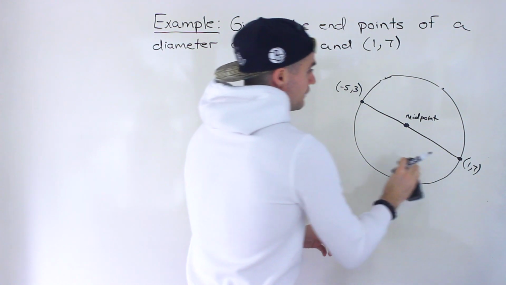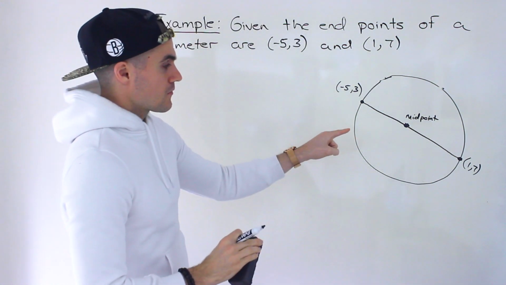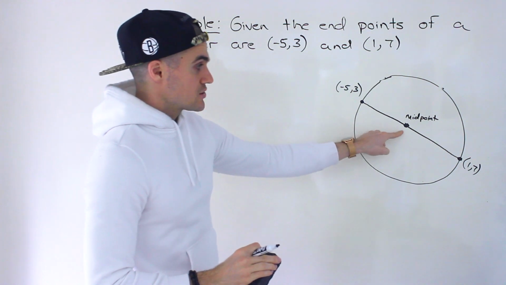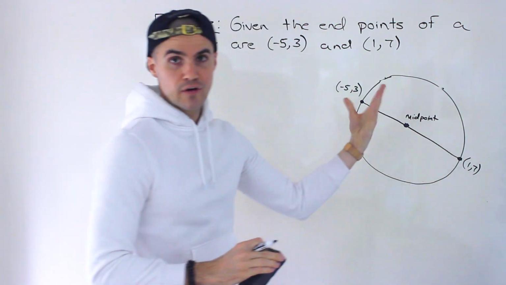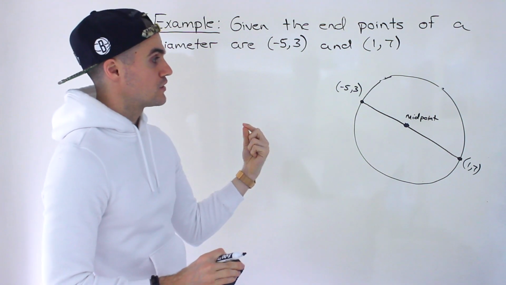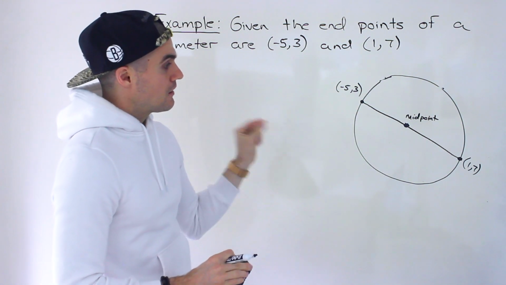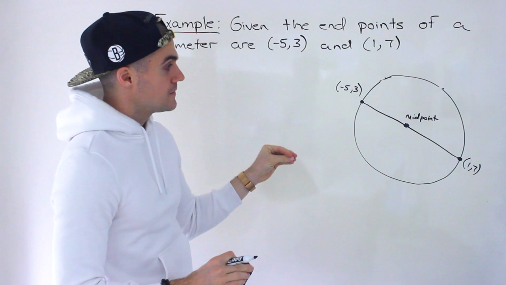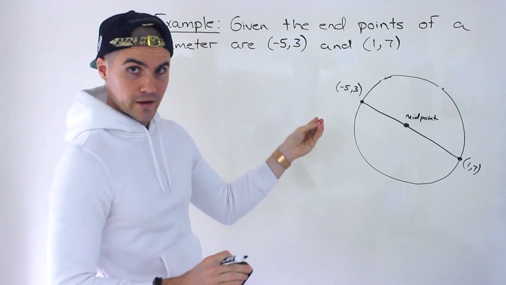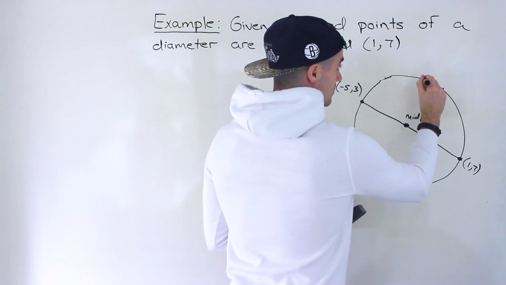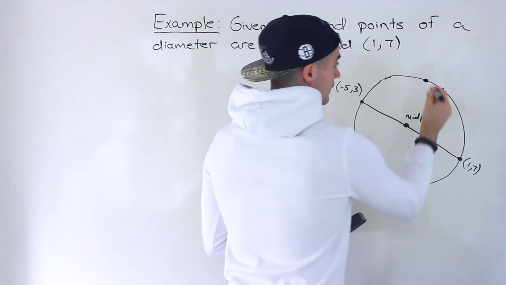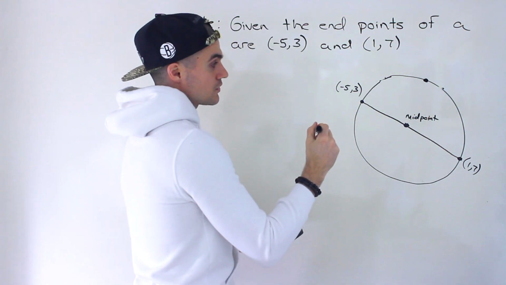So we're going to find the midpoint. That's going to give us the center, and once we have the center of the circle and any point on the circle, we can find the equation as we've done in previous videos. Now, what we're going to do in part B is find another point on the circle. So it's just going to be any point, a random point, right? We're going to find another point on the circle.